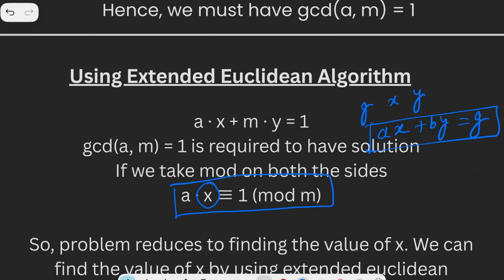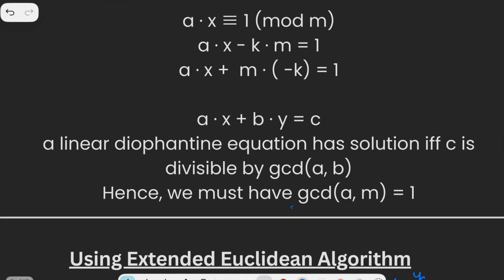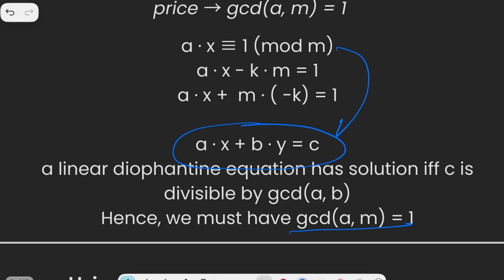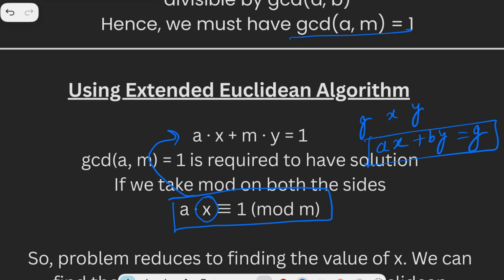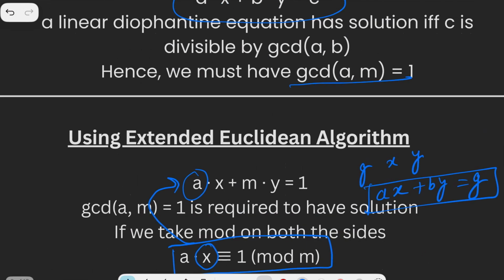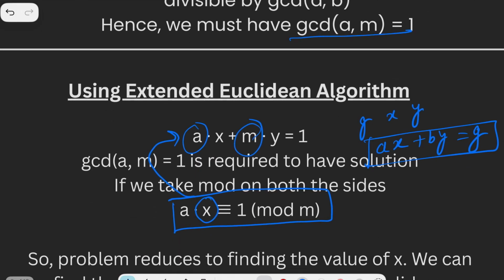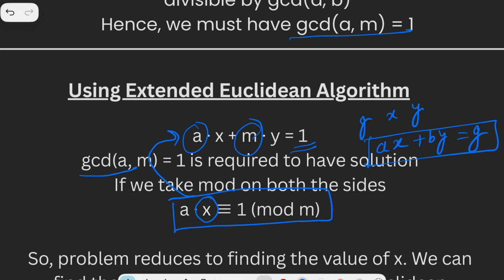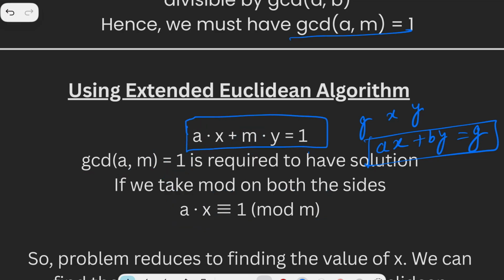We have already managed to write this particular equation in this format while we were proving this particular observation. We managed to convert this expression into this expression. I'm just writing here a as a, b as m, and g is going to be 1. For the solutions to exist, GCD of a and m needs to be 1. That means this particular equation that we have here exactly matches with the extended Euclidean algorithm equation, right? And we can get the solution by using extended Euclidean algorithm.